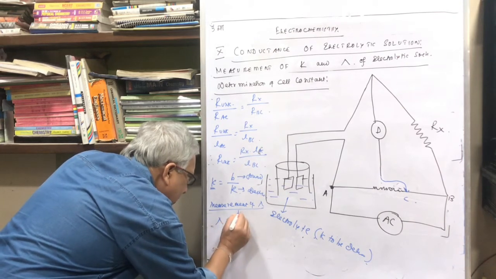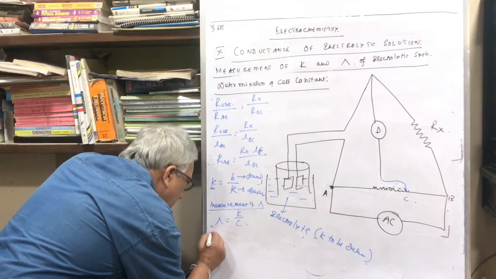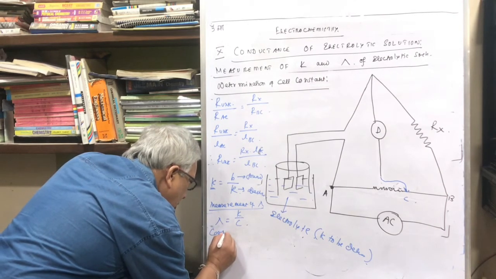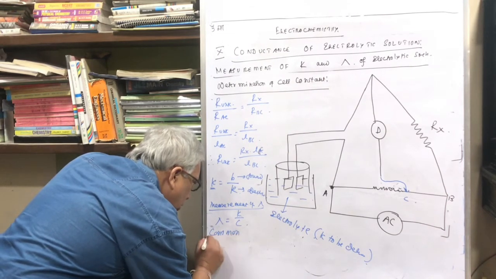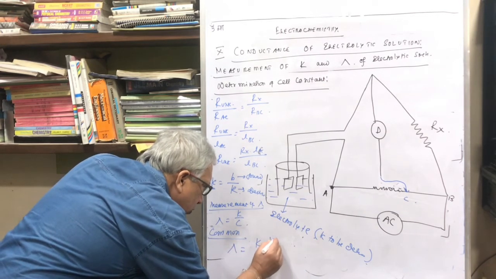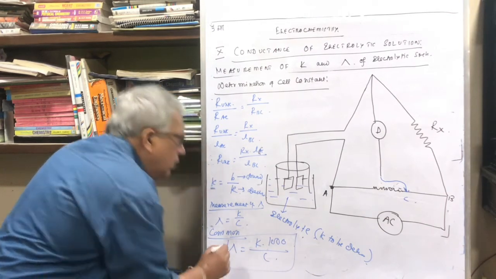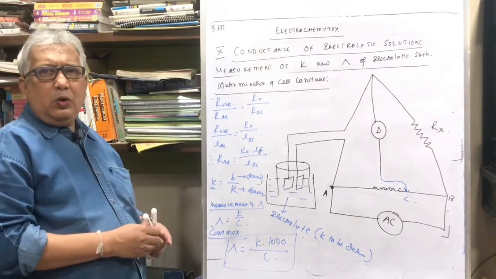Molar conductivity is K upon C, or by common units if you use, then lambda is equal to K into 1000 upon C. So this is how we find it out. I hope you are clear about it.